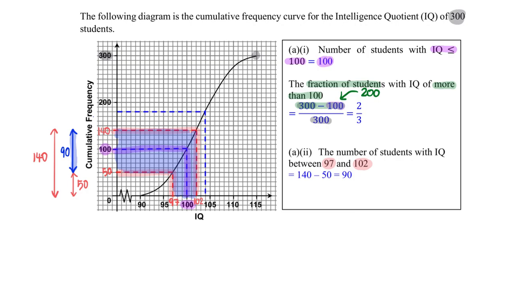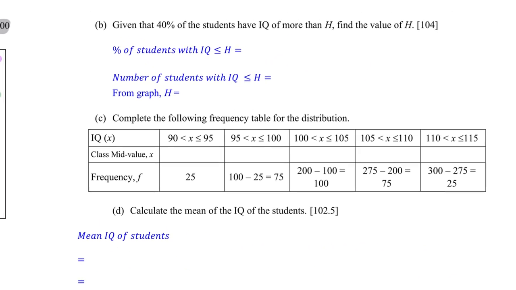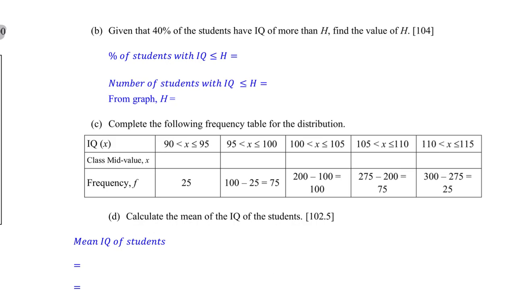Now the second part of this problem requires us to find that 40% of the students have IQ more than H. Find this value of H. Step 1, I will need to find the percentage of the students with IQ less than or equal to H. 40% more than H, so yep, 60% less than or equal to H. And once I know that 60%, I would then need to find the number of students with IQ less than or equal to H.